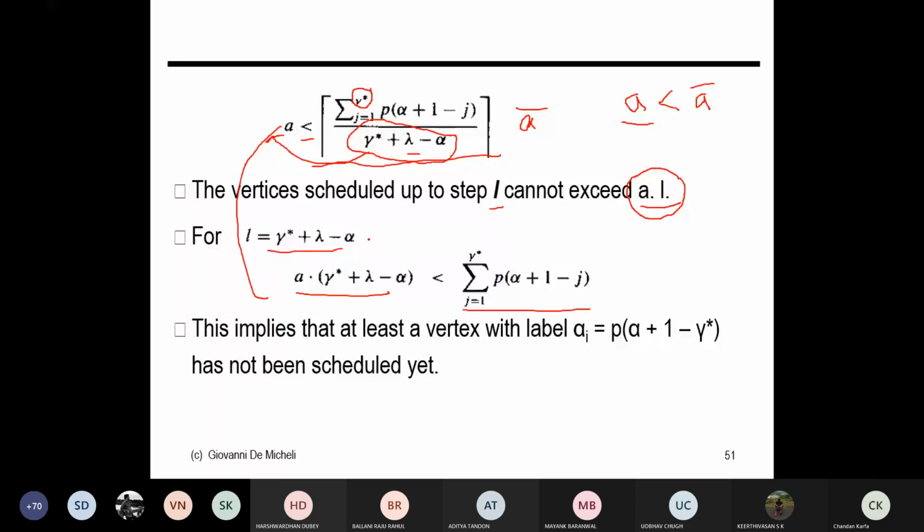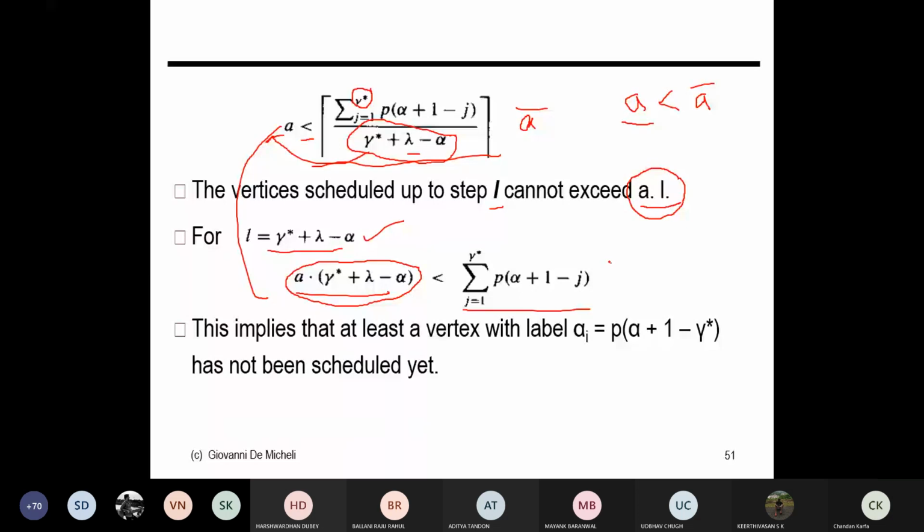So this is what I'm saying. If I am in schedule step gamma star plus lambda minus alpha, I know this is the maximum possible number of its schedule level, right? And I'm assuming that I need A resources, which must be less than this, because that is my assumption: A is less than A bar. So what does this right hand side imply?